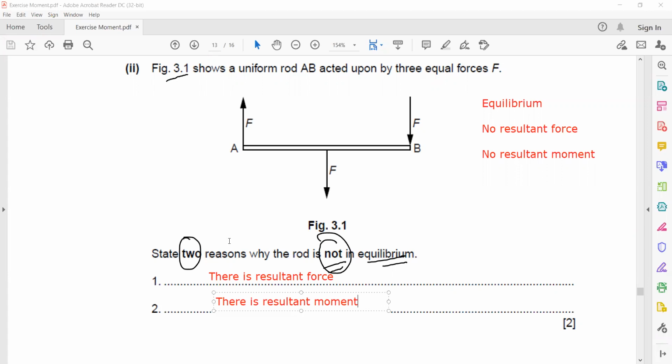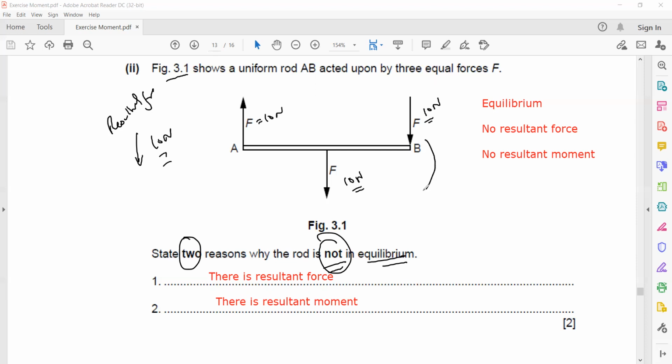Is this part clear? Because if these forces are equal in magnitude, if I say this is 10 Newton force, this is also 10 Newton, this one is also 10. So 10 Newton and 10 Newton, two are acting down and one of the 10 Newton is acting up. So what will be the resultant force? The resultant force will be 10 Newton downward. So there is a resultant force and this object can rotate. So there is a resultant moment or turning effect. That's why this is not in equilibrium.